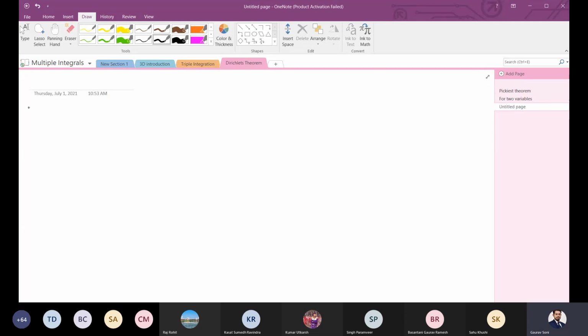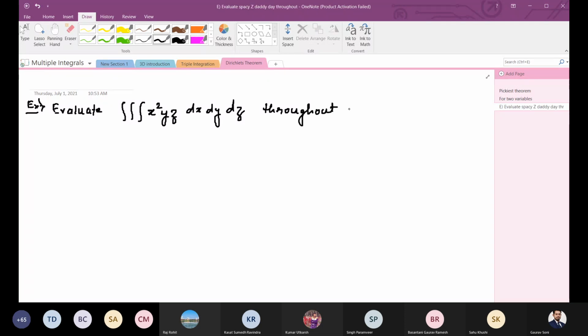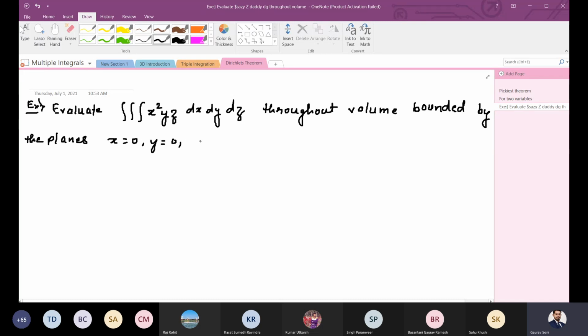Fine. So example, evaluate the triple integral x square y z dx dy dz throughout the volume bounded by the planes x equal to 0, y equal to 0, z equal to 0, x by a plus y by b plus z by c equal to 1.